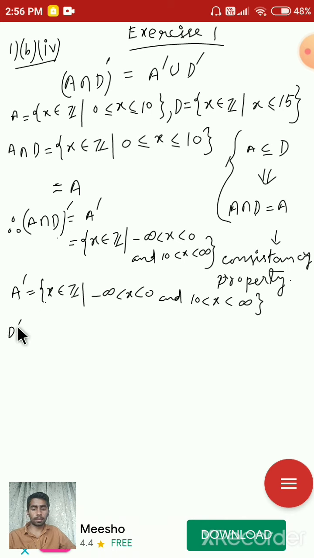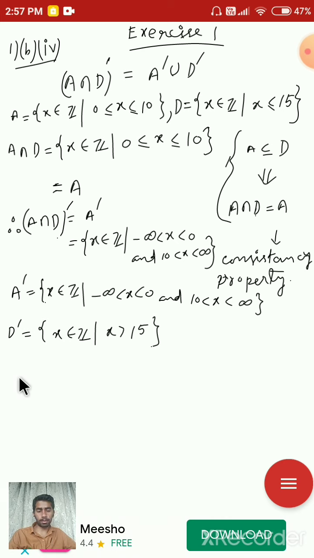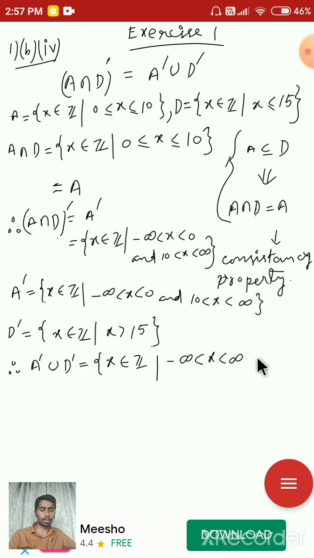And the set D complement has the elements x belongs to Z which are not less than or equal to 15, that is x belongs to Z such that x is greater than 15, and therefore A complement union D complement will have the elements x belongs to the set of integers Z such that minus infinity less than x less than 0 and 10 less than x less than plus infinity.